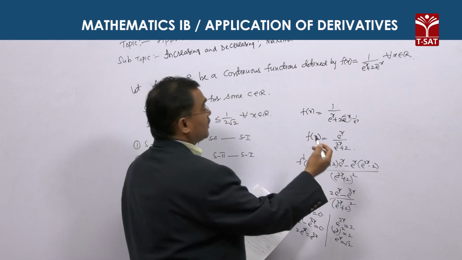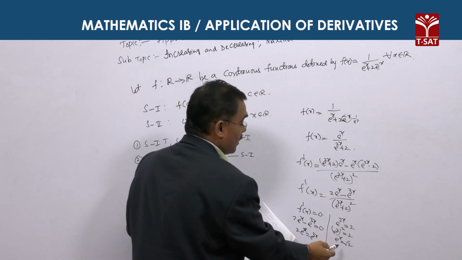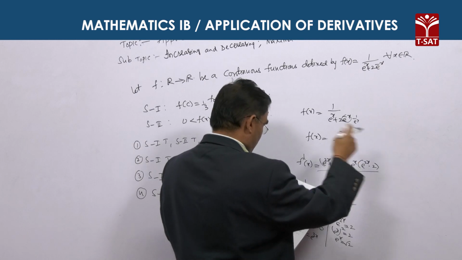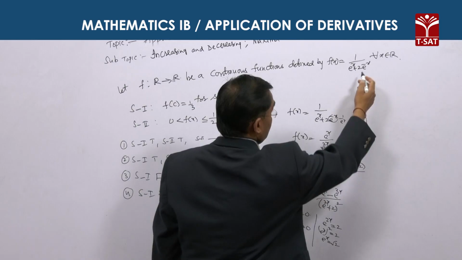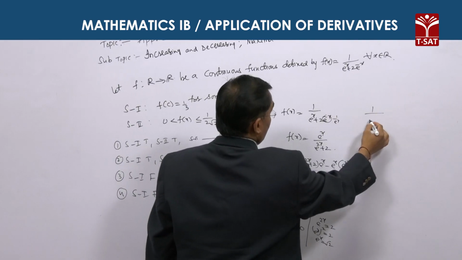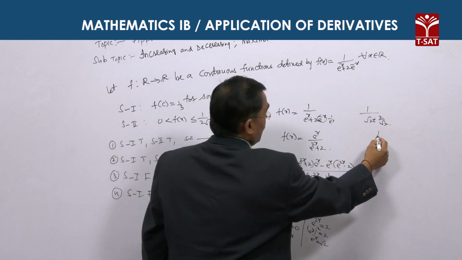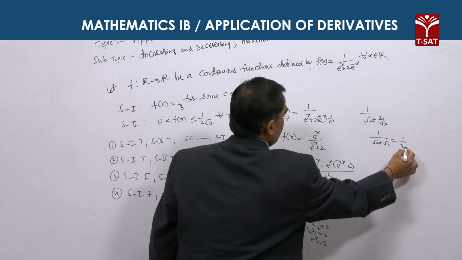The minimum value is at x = 0, and the maximum value is at e^x = √2. Substituting e^x = √2, f(x) = 1/√2 + 2/√2, no wait, f = √2/(2 + 2), so the value works out to 1/(2√2).